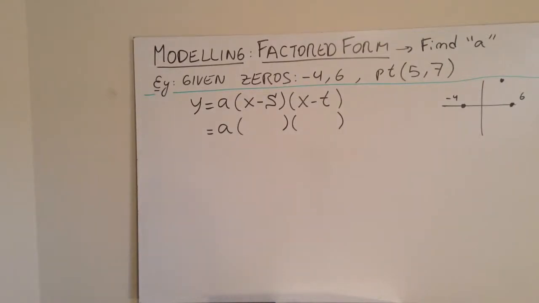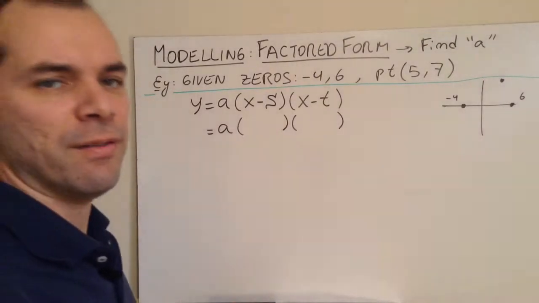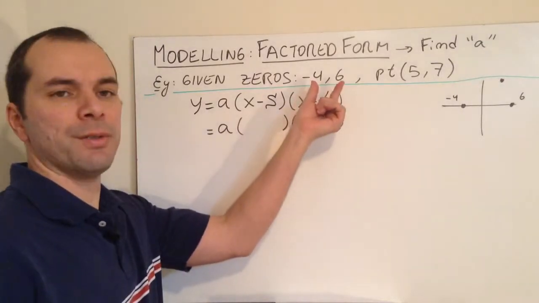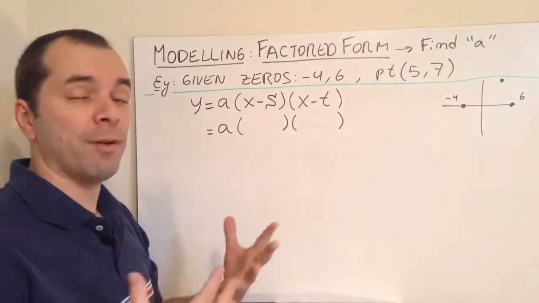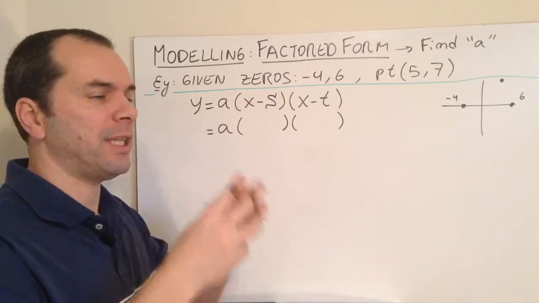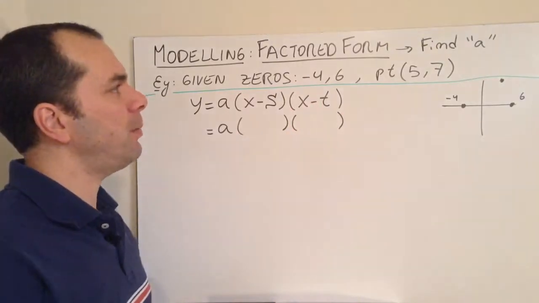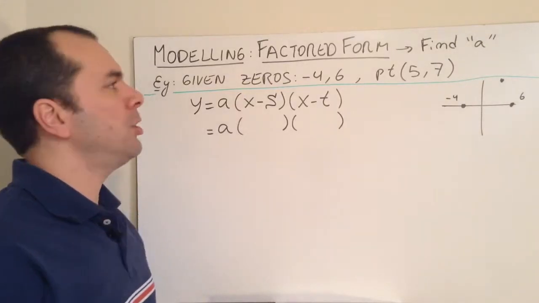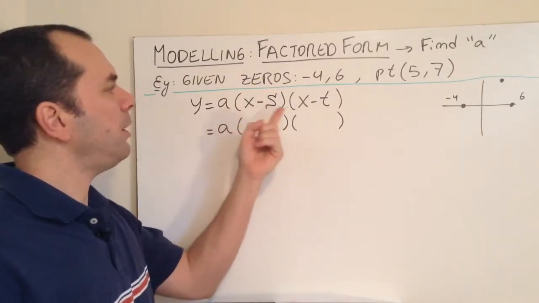Modeling. Well, what happens when instead of giving us a vertex, they actually give us two zeros and a point? Or if from the word problem I can tell where the thing hit the floor, or I just got zeros in some way and a point. Well, I'm going to use factored form instead. So my factored form equation looks like this.